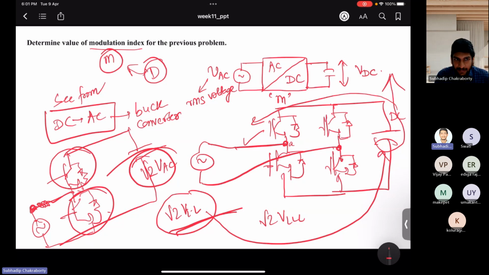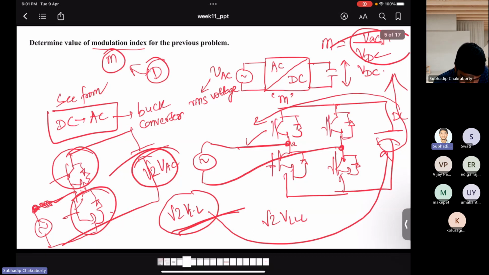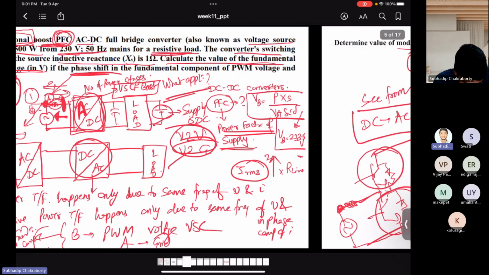So this is a fraction, right? Modulation index is a fraction. So obviously VDC will be higher than VAC peak, because M is less than 1. So this is M. Now can you give me the answer to this question? What is the DC link voltage? Anywhere it is written VDC, right? Just see the previous problem, the DC link voltage should be given, right?